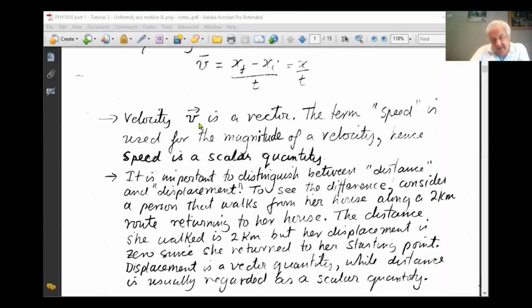Velocity is the distance covered in a given time in a particular direction, whereas speed is just the distance covered in a given time. In other words, with velocity, we take account of the direction. With speed, we only consider the magnitude. So speed then is the magnitude of the velocity. v is a vector, and speed is viewed as a scalar quantity.